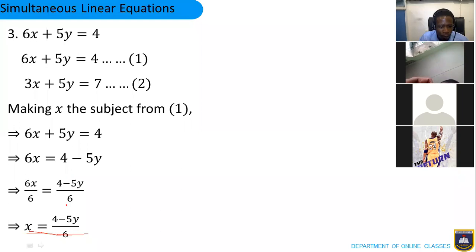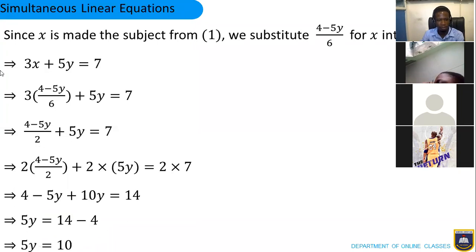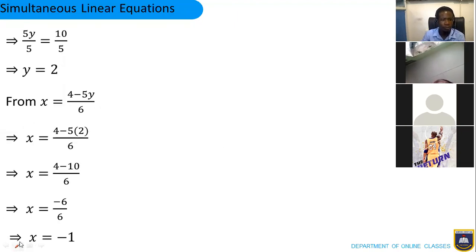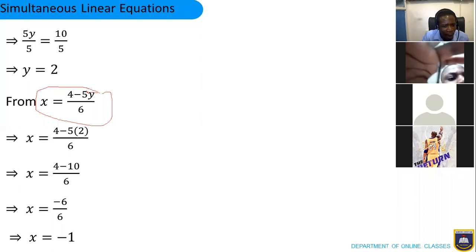So from here, what we do is when we find a y, we are just going to substitute it into this very equation. Over here, x equals 4 minus 5y divided by 6, rather than going back for equation 1 or 2. After getting y to be equal to 2, I will now substitute it into where we made x the subject before solving over here. So y equals 2. In place of y over here, I'm going to put 2. Wherever I see y in this equation, I'll put 2.